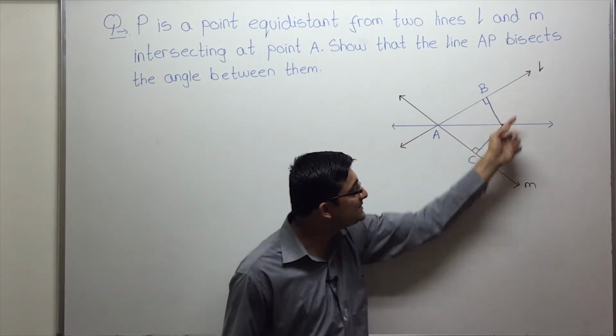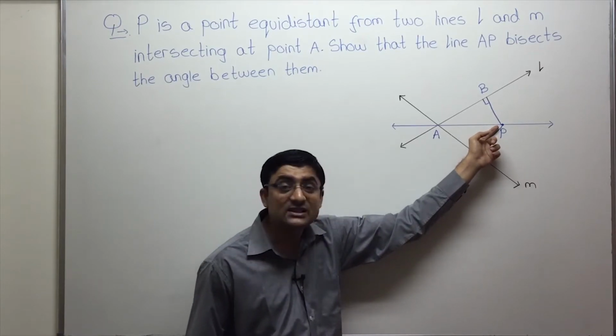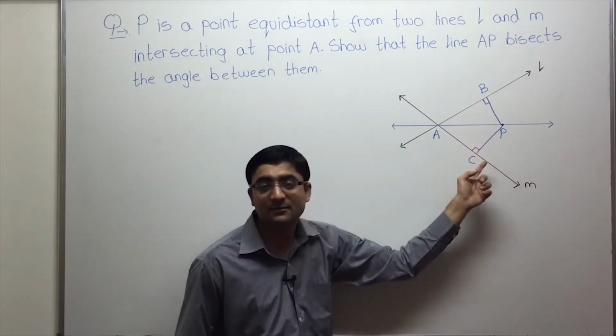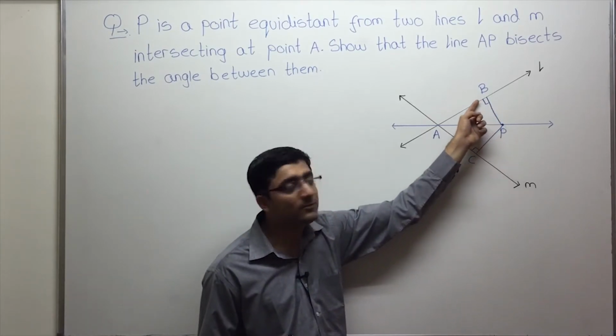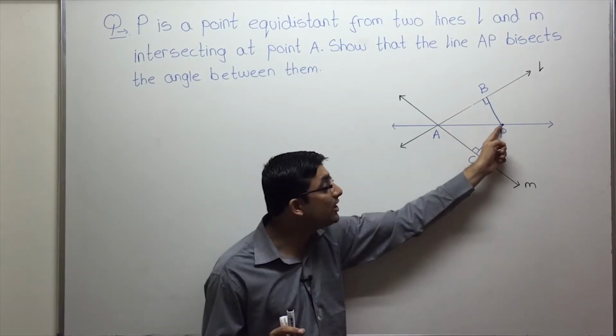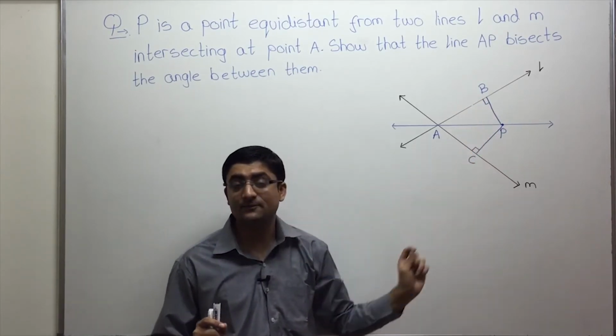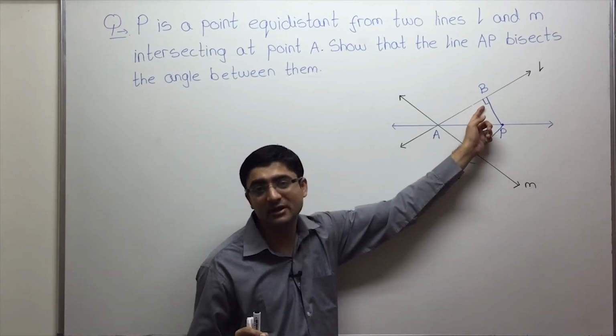See, we have two lines L and M. Now this over here is a point P. Point P is equidistant from the lines L and M. Equidistant means equal distance. So the distance of point P from line L is the same as the distance of point P from line M. Now whenever you're finding the distance of a point from a line, it is always the perpendicular distance.